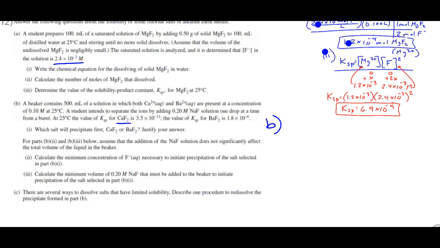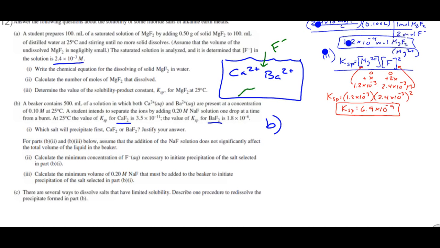So what they're saying is when Ca and F combine, it makes a precipitate. And when Ba and F combine, it makes a precipitate. Okay, it's important to understand what's happening. So I have Ca2 plus and Ba2 plus floating around in this solution. And as I slowly drop my F, it's going to combine with both, and eventually one of them is going to precipitate out first. So which salt will precipitate first, the CaF2 or the BaF2?